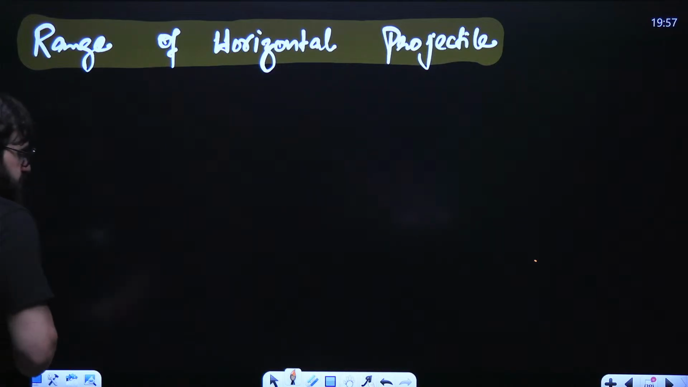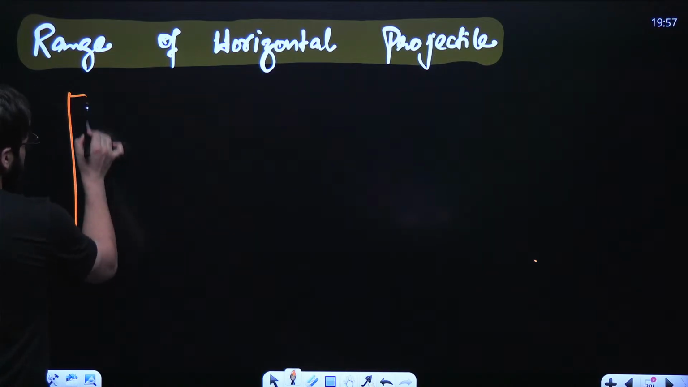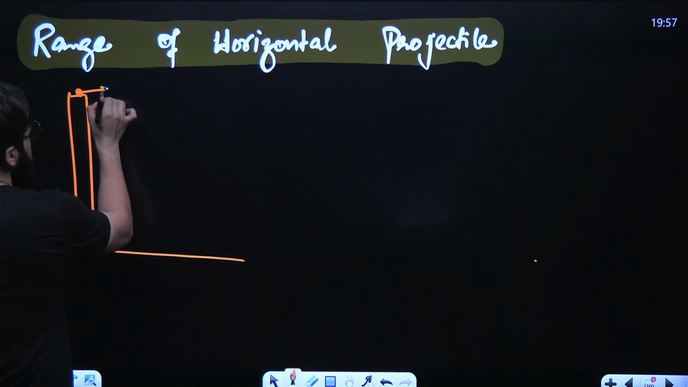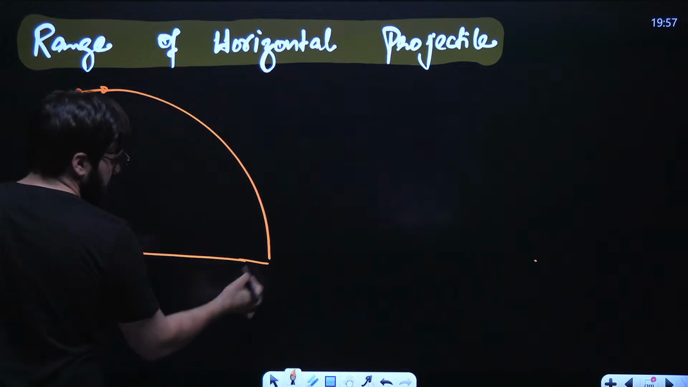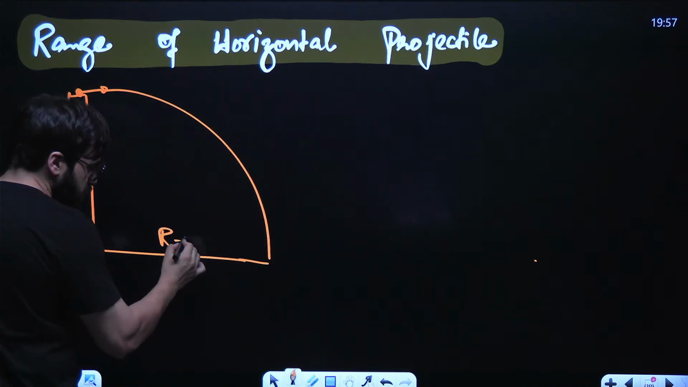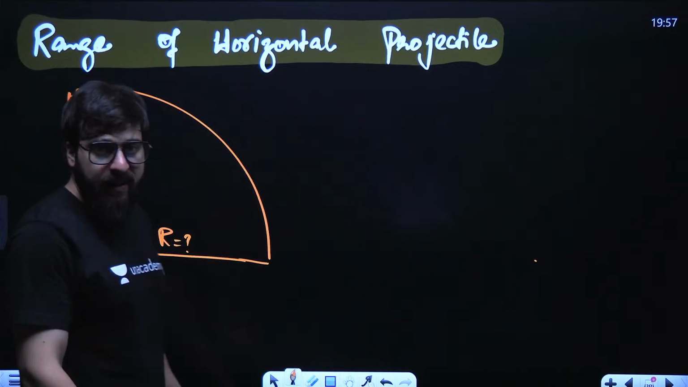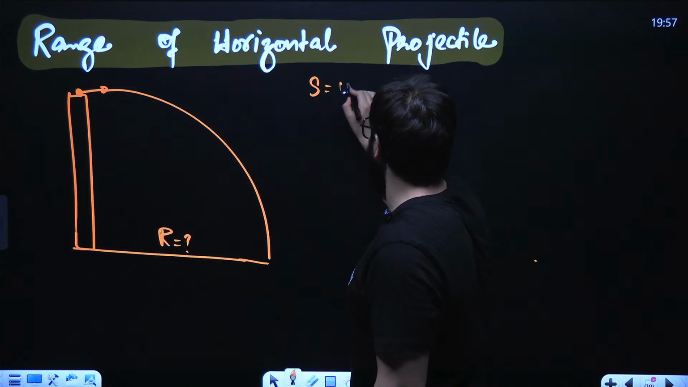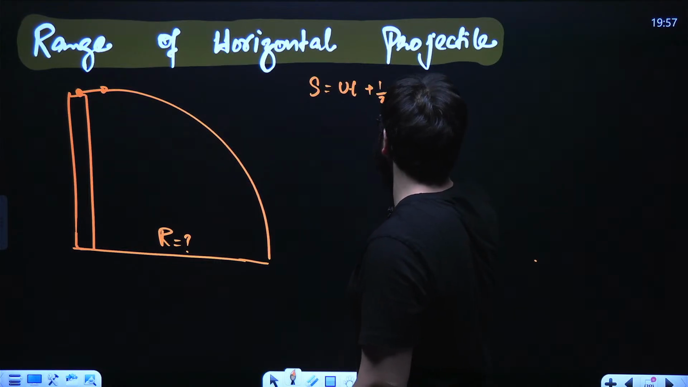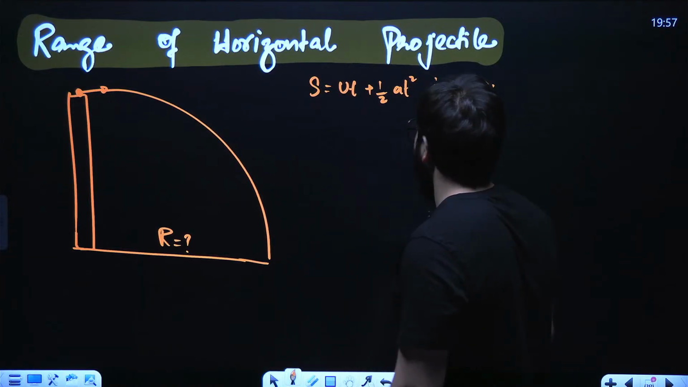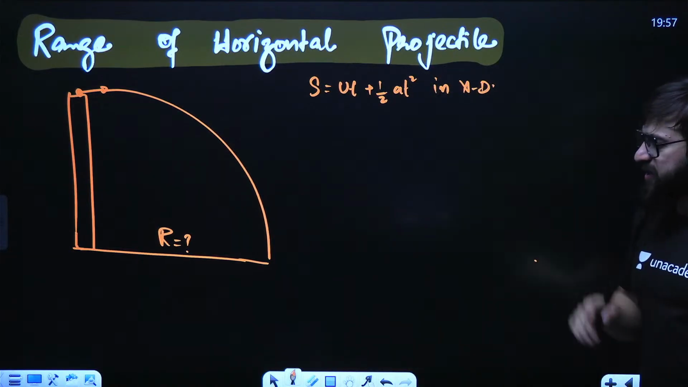Guys, see. Let's suppose you are throwing this projectile from this building. It will follow this path. How far can it go? That is what we call the range. And I would recommend you to use s = ut + 1/2 at² in the x direction. Use this equation in the x direction.